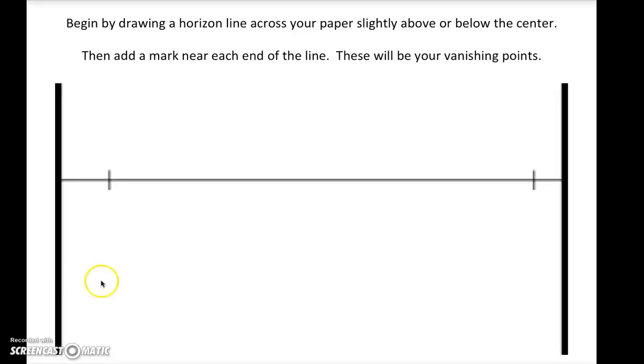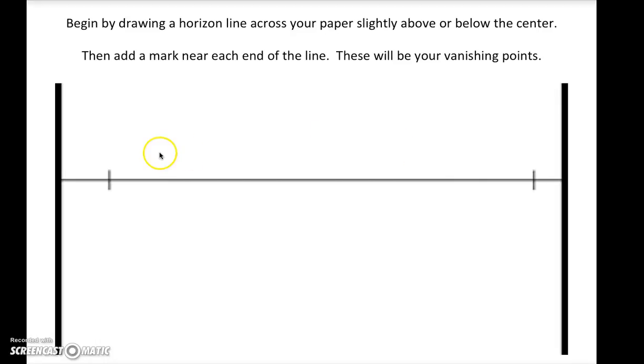The first thing you want to do is draw a horizon line that goes from the left to the right of your page, the whole way across your paper. Try to make this slightly above or slightly below the center of your paper. It tends to look a little strange if it's right in the middle.